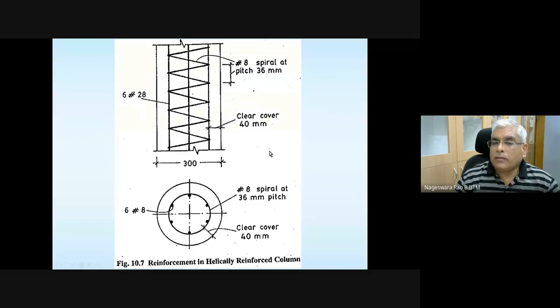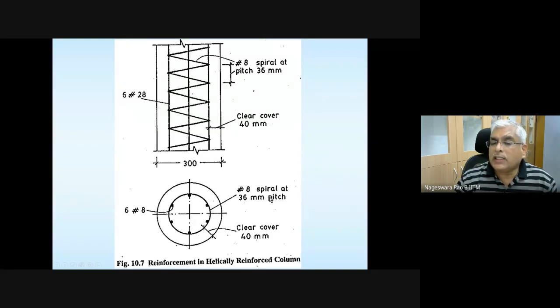and now anyway, these are the details. This is a section of the column, and this is how the elevation looks like. But still we have not discussed how to arrive at this helical reinforcement. We'll come back to this figure in a while. But you can see here 6 bars of 28 mm diameter. They are disposed in this manner. And clear cover, depending on the exposure conditions, here 40 mm clear cover is adopted.